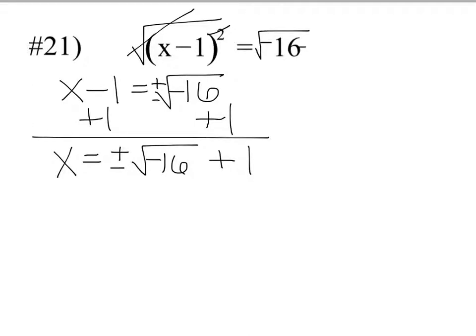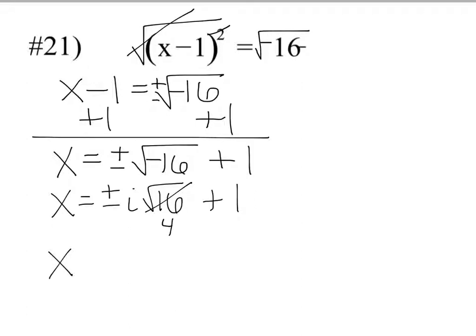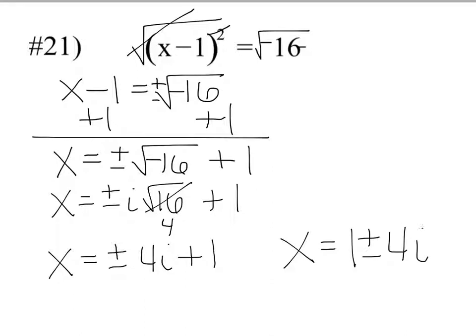Now, when you have a negative under your radical with an even index, you're talking about imaginary numbers. So I'm going to bring an i out front. So plus or minus i square root of 16 plus 1. And we know that the square root of 16 is 4. So you have x equals plus or minus 4i plus 1. And it's actually better if you write it x equals 1 plus or minus 4i. Because you want your operation to be in the middle. So this plus or minus should be in the middle.